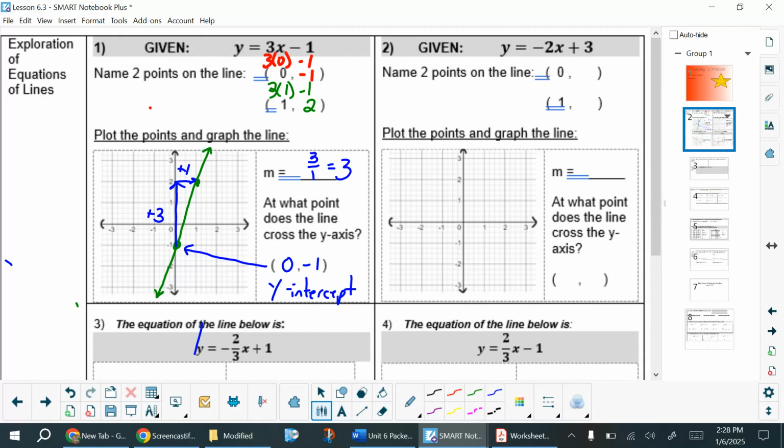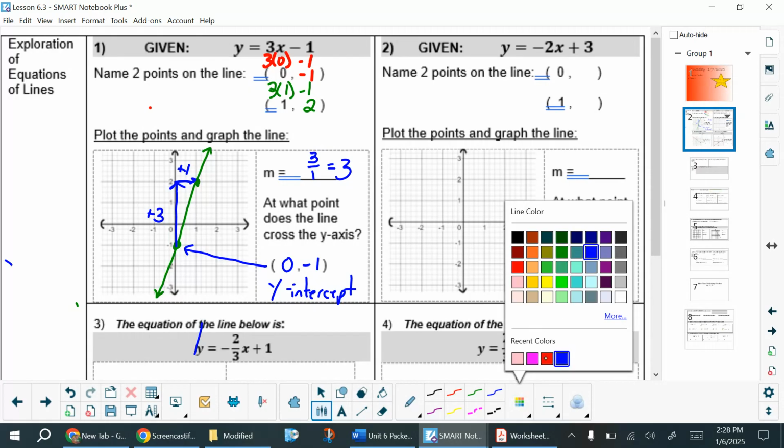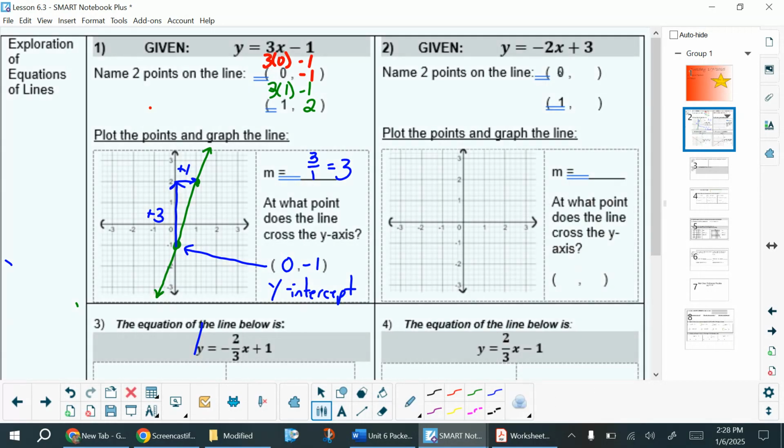Okay, so on the second one, we're going to do the same basic idea here. I'm going to start by plugging in 0 to see what I get for my y coordinate. So negative 2 times 0 plus 3. Negative 2 times 0 is 0. Plus 3 is 3. And then for this one, the x value is 1, so I'll plug in the 1. Negative 2 times 1 plus 3. Negative 2 times 1 is negative 2. Plus 3 is positive 1.